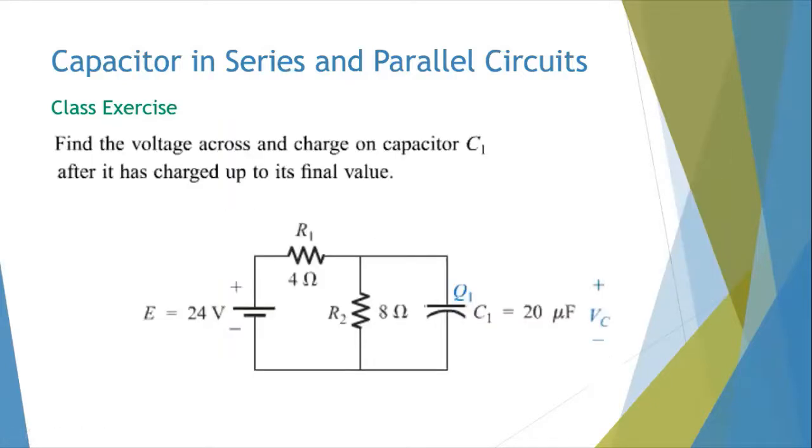Now, one important point I want to stress here is in this question. Let's just read that together. It says: find the voltage across and charge on capacitor C1 after it has charged up to its final value. Now, when you connect a capacitor in any circuit, initially it is not charged, so it has no voltage across it. It will build up that voltage over time. So it's not like instantaneously when you connect a capacitor in the circuit, it's going to just immediately go to the final value. It takes time to charge. So we'll look at that later today. It's called the transient of the charging.